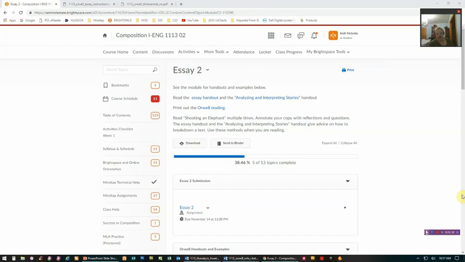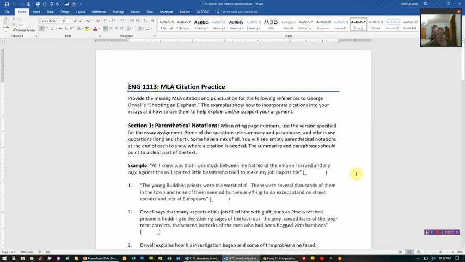We're going to look at a handout called Analyzing and Interpreting Stories to look at some of these different ways that you can break down a story and try to come up with what the author was intending, or what we can take from this. Sometimes it doesn't matter what the author intended. All that matters is what we are understanding or seeing when we read this story. So in this case, we're looking at Orwell's reading, Shooting an Elephant. So let's look at an actual handout for the essay. Oops, sorry. Let me go to the right screen.